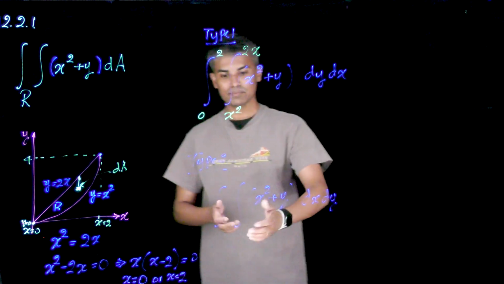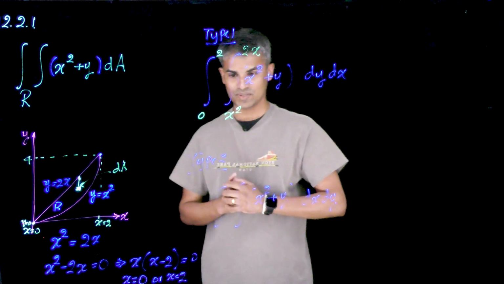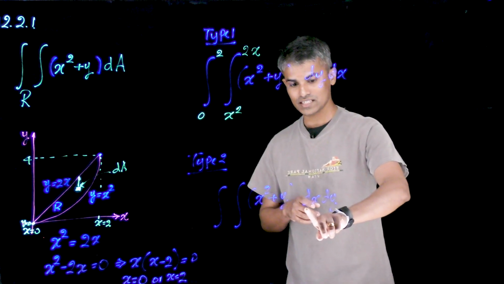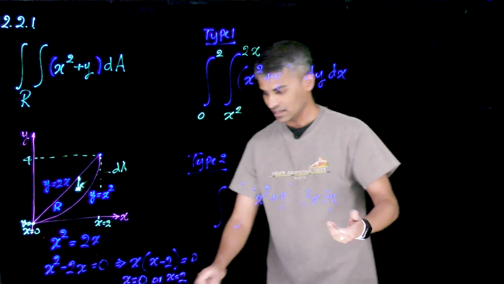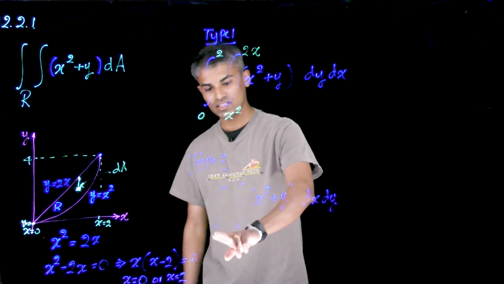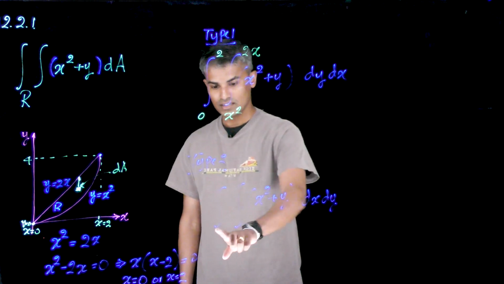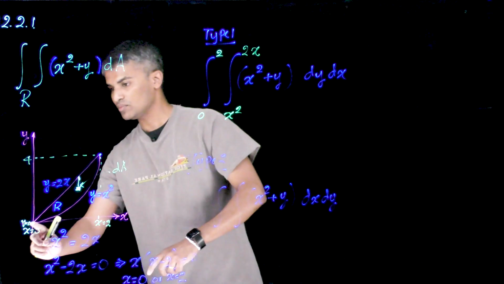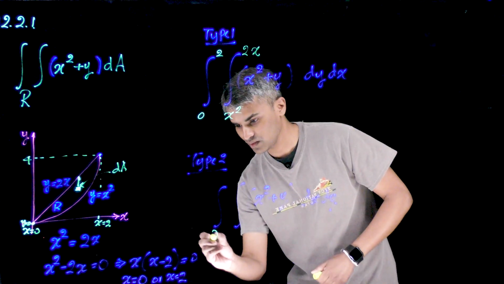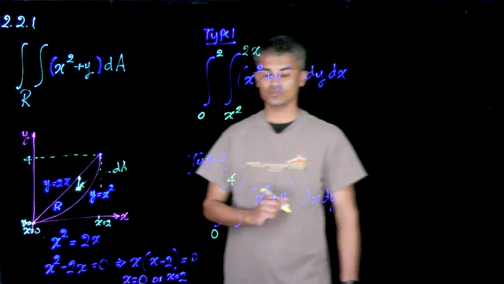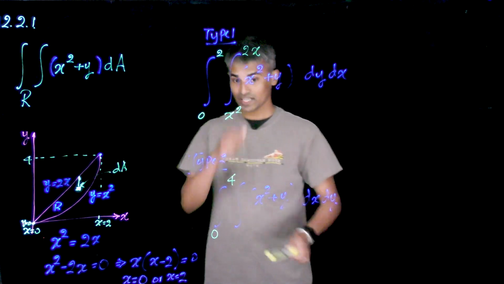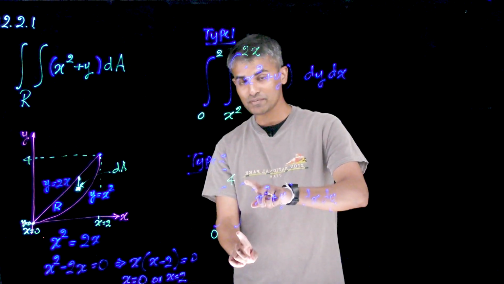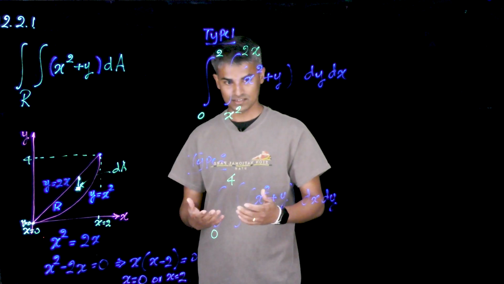Now let's think about the type 2 double integral. My order of integration is dx dy. Again, let's figure out the limits of the outer integral. This outer integral corresponds to the y variable, and y goes from 0 to 4. Now we need to figure out the limits of the inner integral. These two limits should be functions of y.